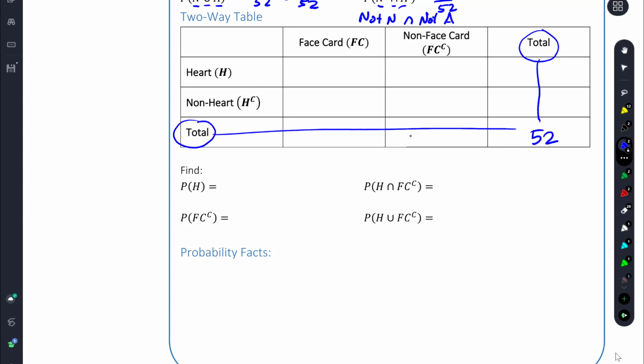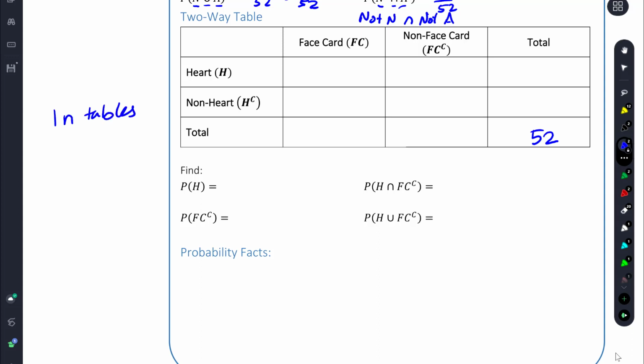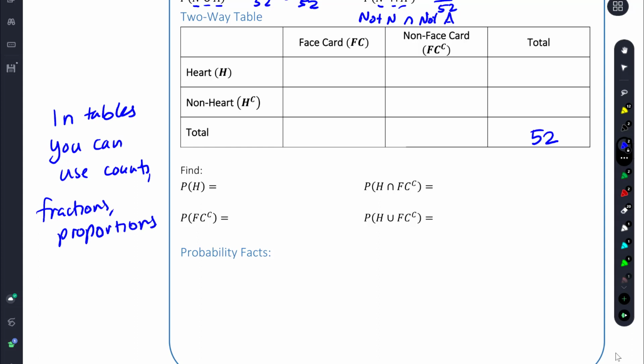Now, in this example, we're going to do things a little bit differently. We're going to use the counts to represent all of these instead of the probabilities. So that's something you absolutely can do. You can have tables represent your probabilities. You can use counts, or you can use fractions, or you can use proportions or decimal values to represent all of your chance outcomes. Any one of them is fine. Sometimes it's easier just to work with the counts. You're not always working in fractions.